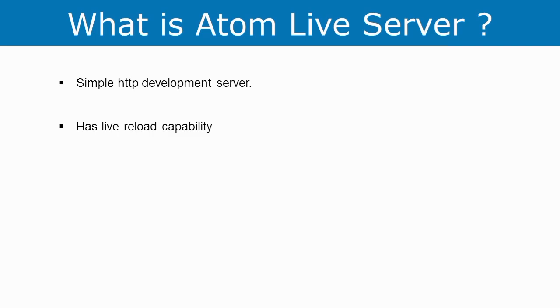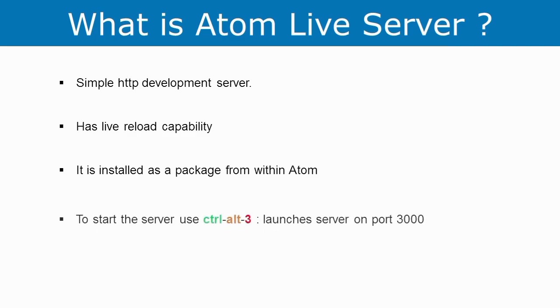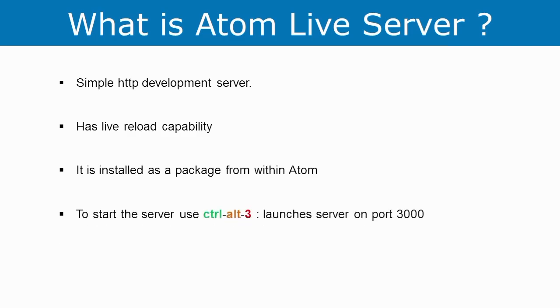You can install it as a package from within the Atom text editor. When you start the Atom Live Server, you can specify what port you want to start it on, and the command you use. For example, if you want the local server to run on port 3000, you press Control-Alt-3, and that will launch it on port 3000.